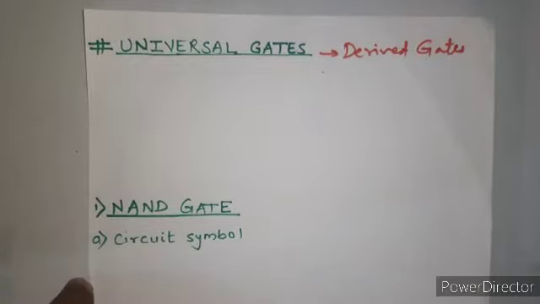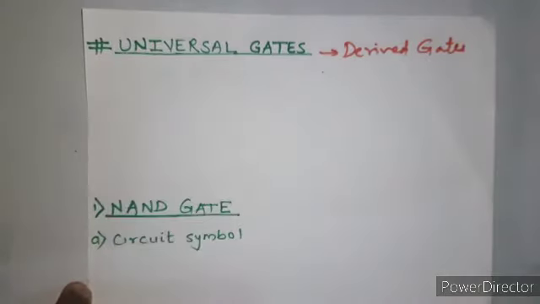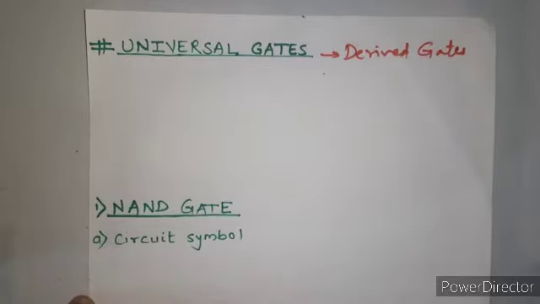Now there is one reason why these are called universal gates. Again, we'll come to that point in our upcoming lectures. But still I can put a statement here that they are called universal because all other gates can be constructed with the help of these universal gates. So they are universally accepted.